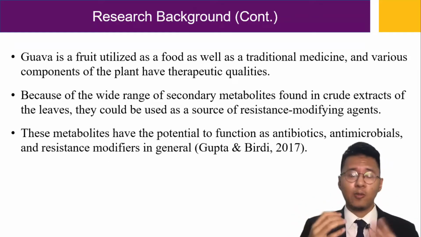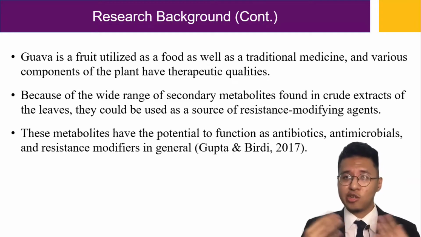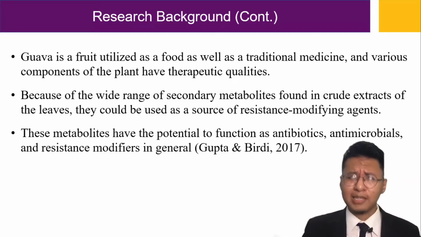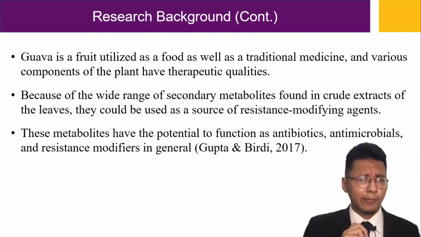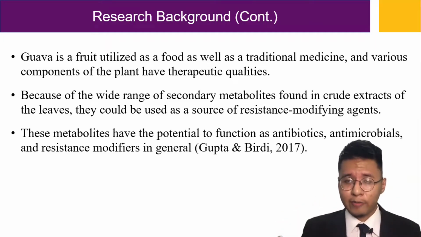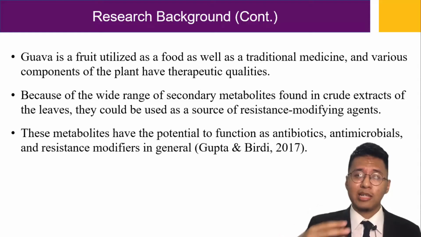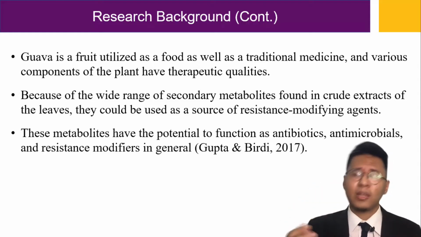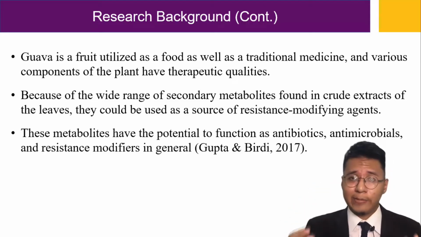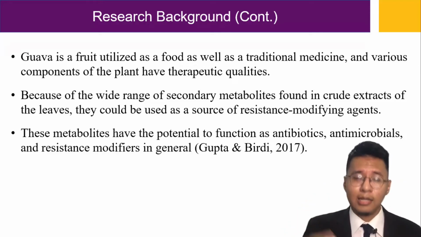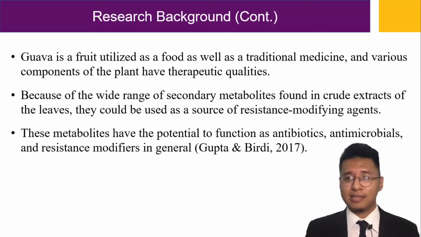Guava is a fruit that is commonly utilized as food as well as traditional medicine. Various parts of the plant have medicinal values. Referring back to the main topic, in the crude extract of the leaf, we could find a huge variety of secondary metabolites that can be used as resistant modifying agents. In general, the secondary metabolites could be used as antibiotics, antimicrobials, as well as resistant modifiers.